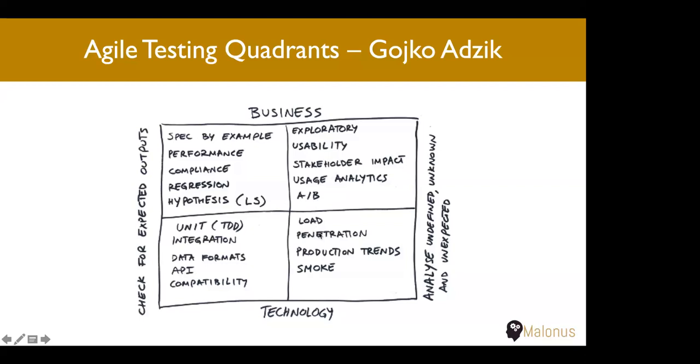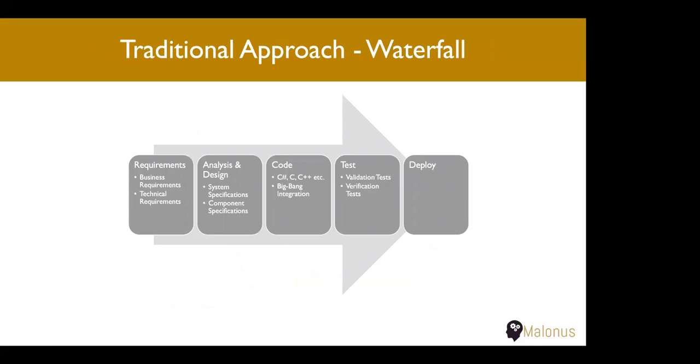And then this is about load testing, penetration testing, production trends, and smoke tests. All these things are basically, as you see, about analyzing undefined, unknown, and unexpected things. So this is another perspective from the testing triangle point of view, from Gojko. With this, I was just trying to give you a perspective of what all things are included as part of testing.